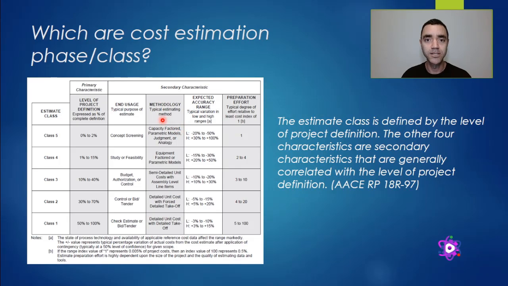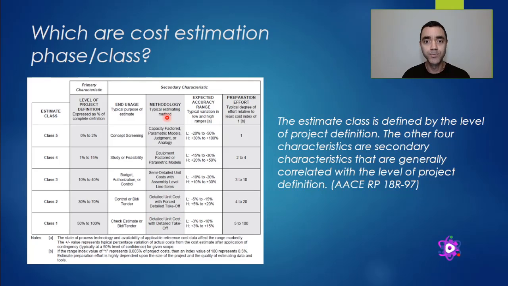For class 5, the primary characteristic for defining the class is the percentage of complete project definition, and as we have here, from 0 to 2%, most often the cost engineer will use as methodology the capacity factor, parametric models, judgment, or analogy to estimate the amount of money for those projects.